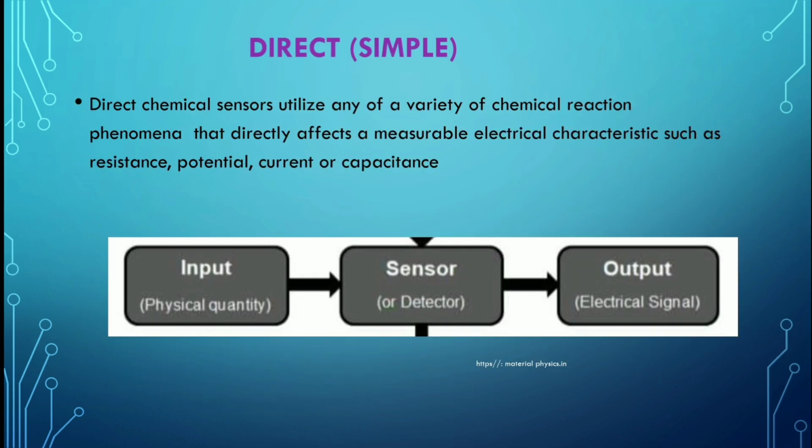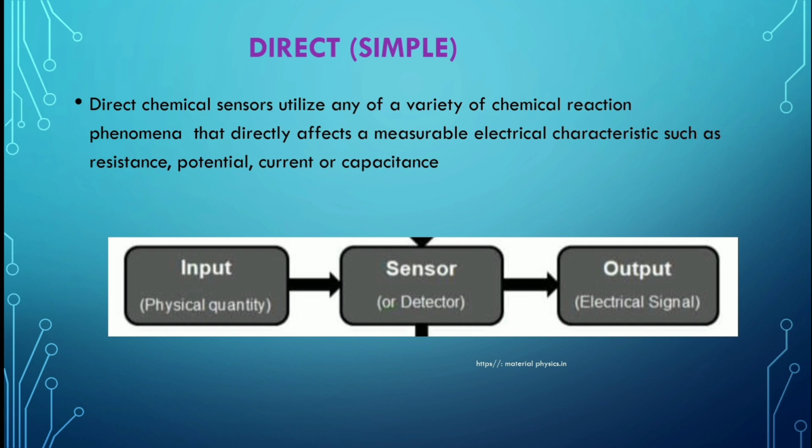Let's see what are direct and indirect sensors. A direct chemical sensor utilizes any of a variety of chemical reaction phenomena that directly affects a measurable electrical characteristic such as resistance, potential, current or capacitance. Here is a schematic diagram for a direct sensor.